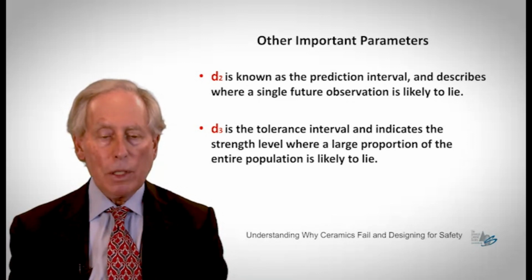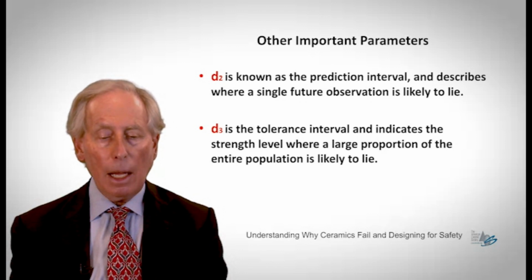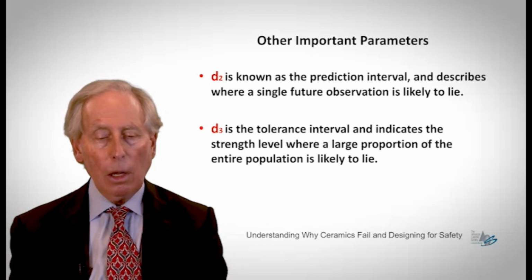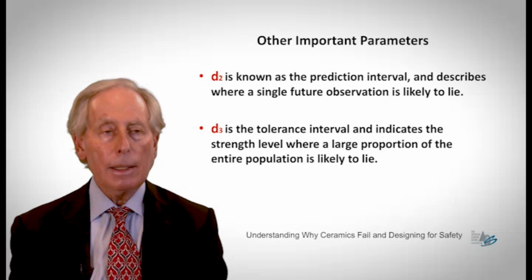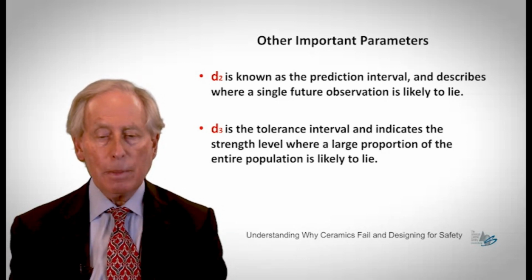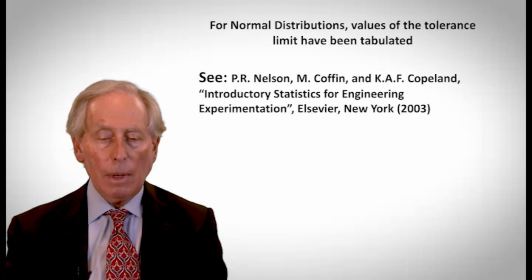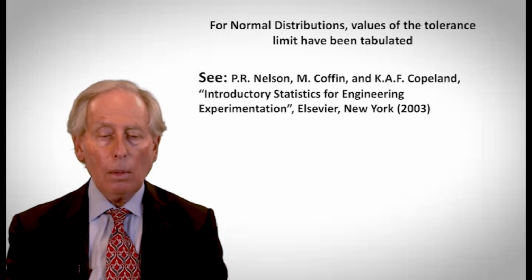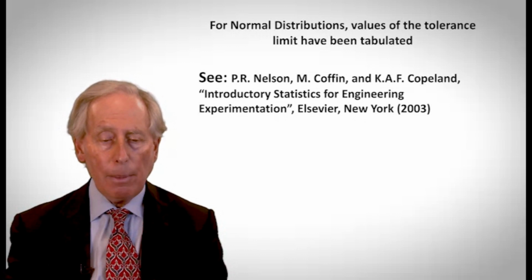If I were to test one more specimen, it gives me some prediction of where that single future observation of strength is likely to be. But the real number I want is known as D3, the tolerance interval, and indicates the strength level where a large proportion of the entire population of components, of things I make, of components that look exactly like these specimens, is likely to be. And these numbers are relatively easy to calculate if all my distributions were normal distributions that I just showed in the example.